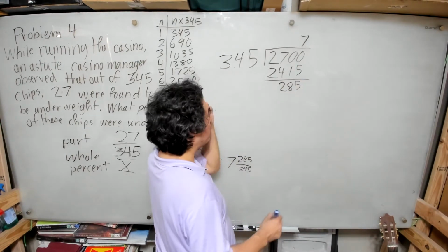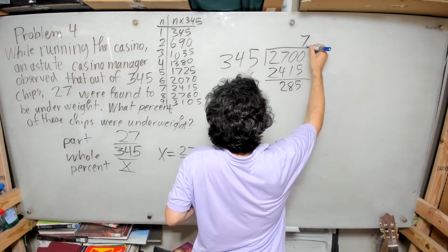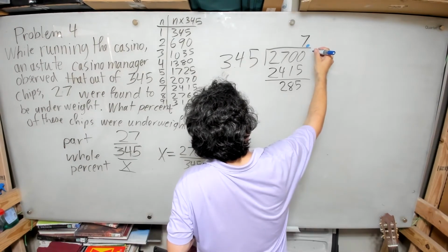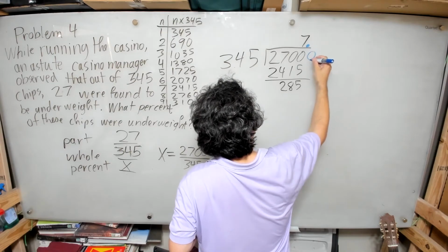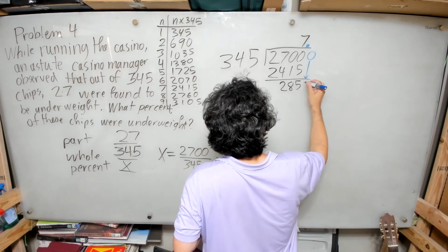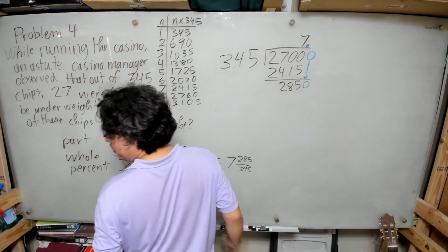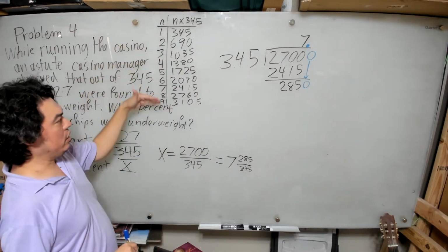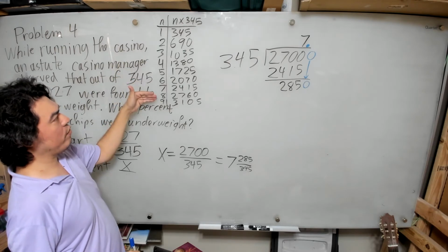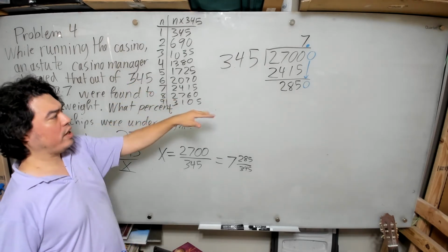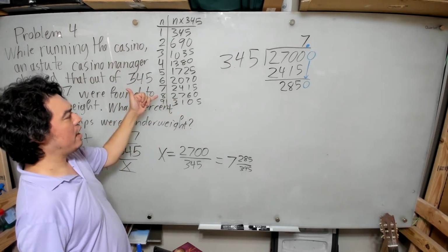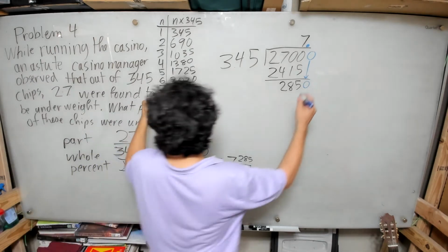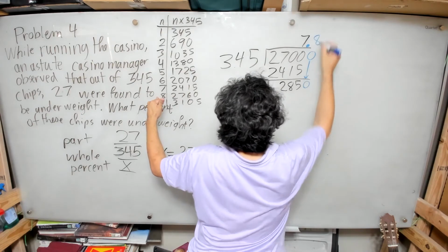So what we have to do is affix a decimal point. I like to use a different color so I can know the exact moment when I did this, and then I affix my 0, I bring it down, and now it becomes, instead of 285, it's 2850. And I ask, what's the biggest digit that I can multiply 345 by without exceeding 2850? And I can see it's 8. 8 times 345 is 2760. So it'll be 7.8.